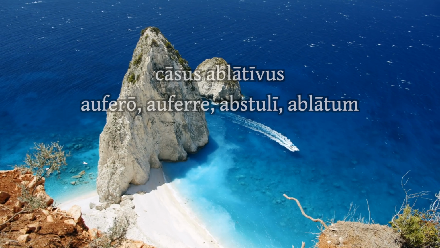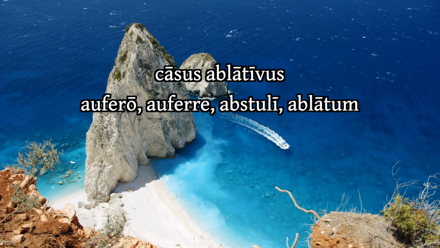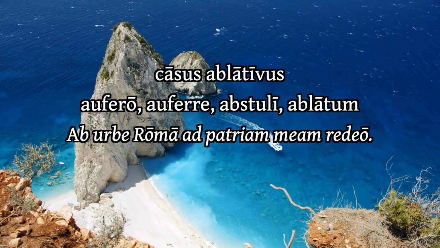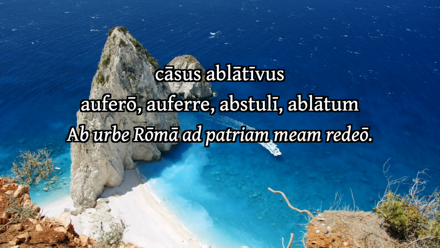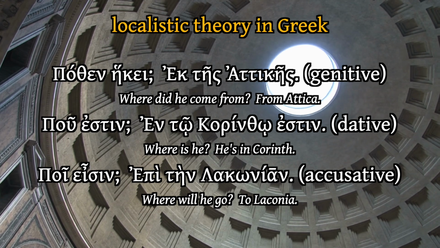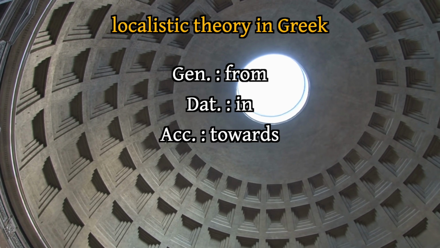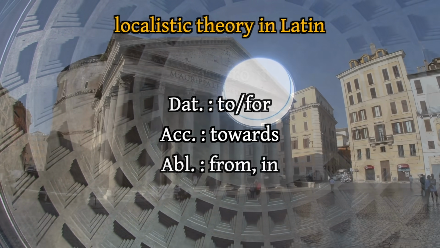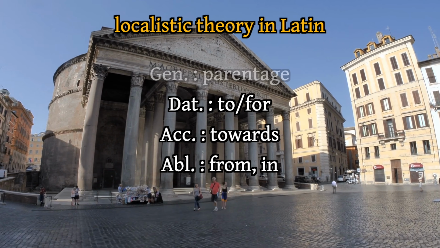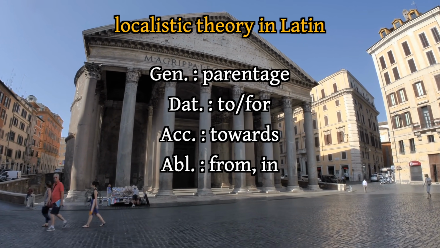The ablative case comes from aufero, auferre, abstuli, ablatum, to carry away, which works well for the preposition ab. A urbe Roma, ad patriam meam redeo. I returned to my homeland from the city of Rome. While the Greek localistic notion of genitive, dative, accusative for from, in, towards is not the same in Latin, the same concepts are contained in dative, accusative, ablative, for, towards, from. And the genitive in second position is such a valuable concept since it denotes parental lineage and possession.